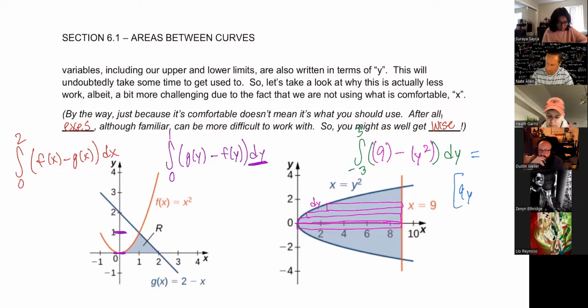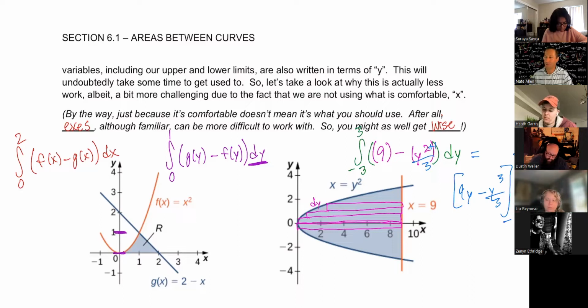And then what is this? What kind of rule? Power rule. It would be y to the third over 3. And we would be evaluating that from -3 to 3. Done. That's it. So again, a lot of the same thing that we've been working on for the past few weeks, but now with a little bit different perspective. Turning our head, or turning our axis.